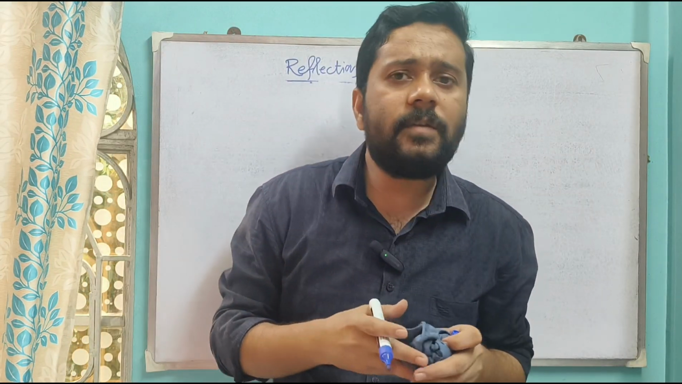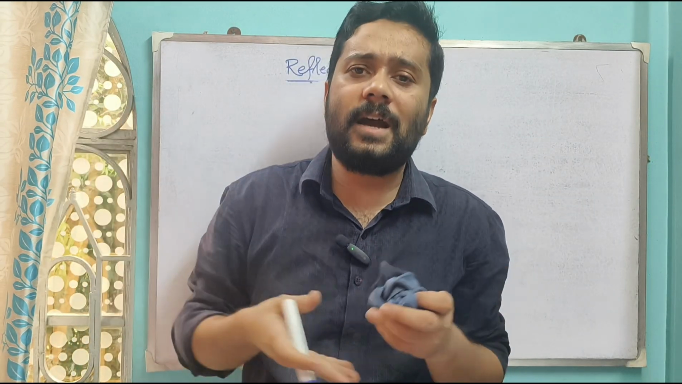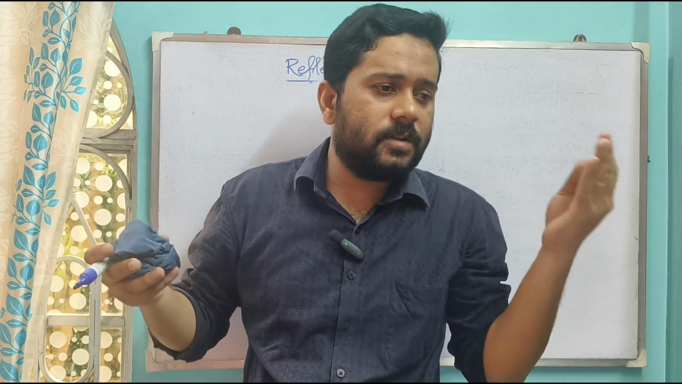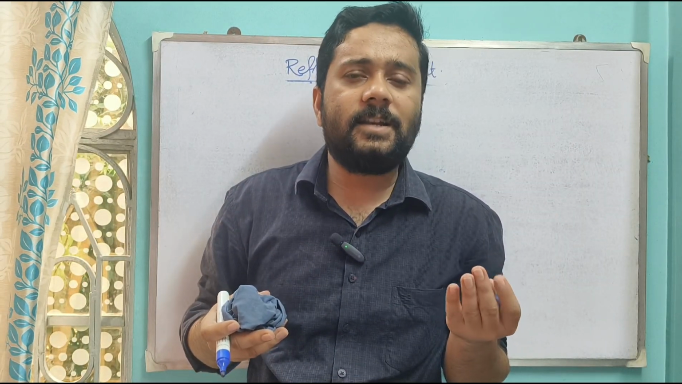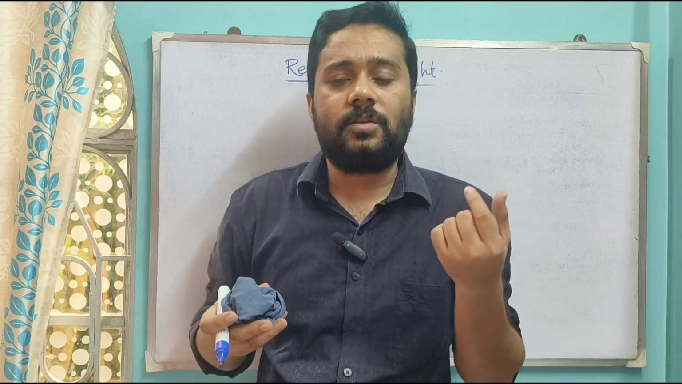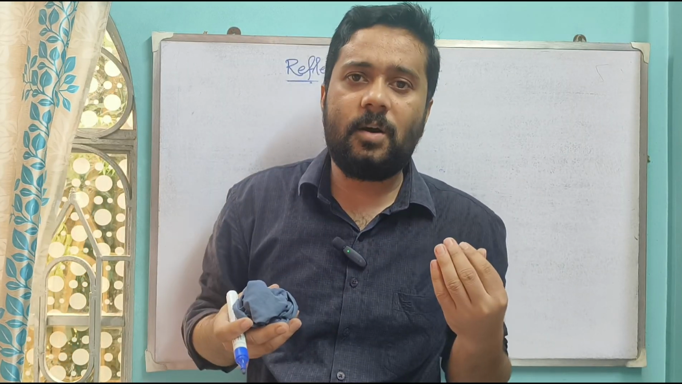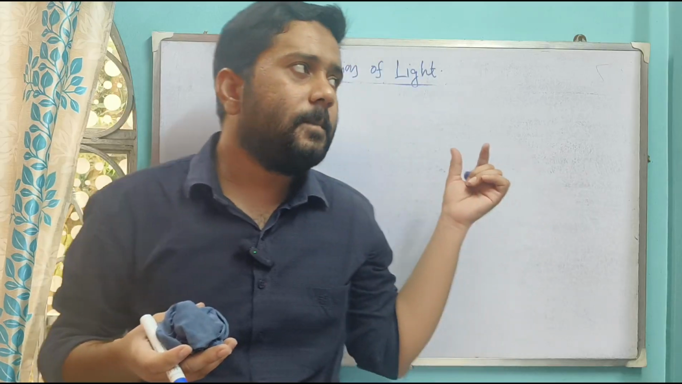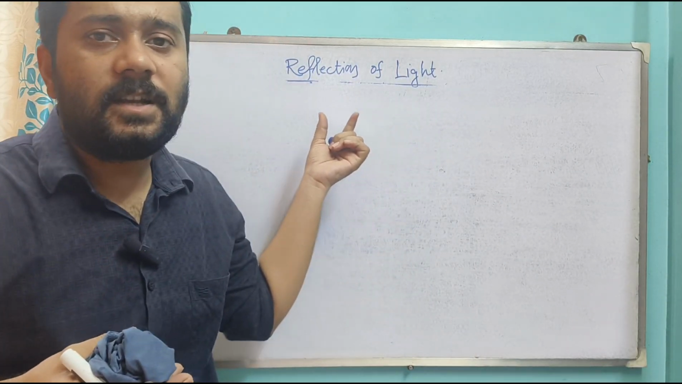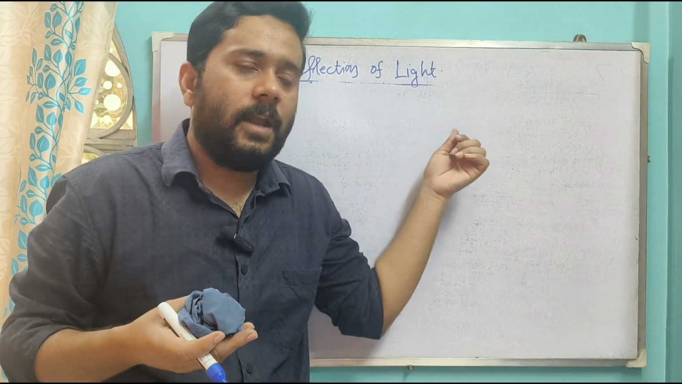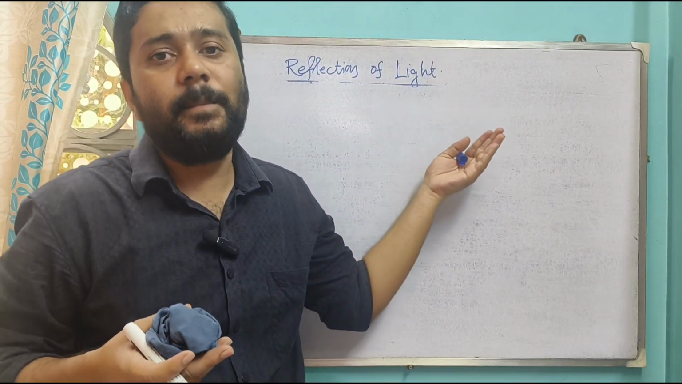Basically, we see most of the things around us due to the reflection of light. Light comes from a source and falls on an object, and after that it bounces back and reaches our eyes, and we can see the object. So reflection is nothing but the bouncing back of light in the same medium.